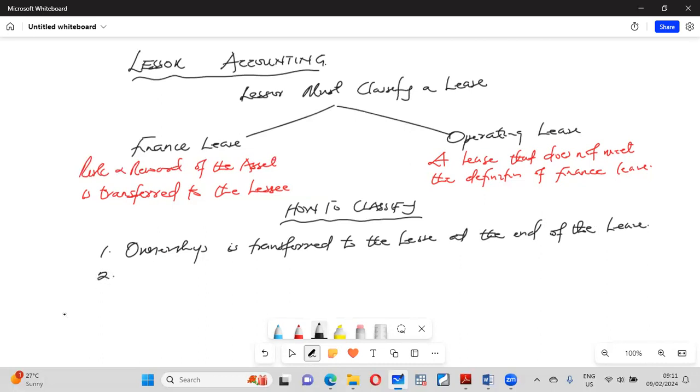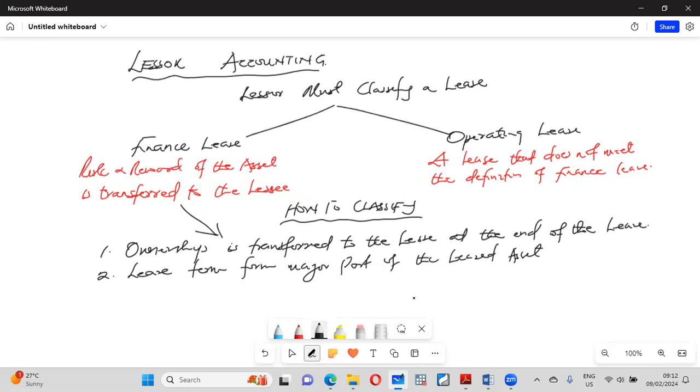Or the lease term forms major part of the useful life of the asset. Lease term forms major part. So if it is like that, then it is a finance lease. Forms what? Major part of the leased asset. All right, that is that.